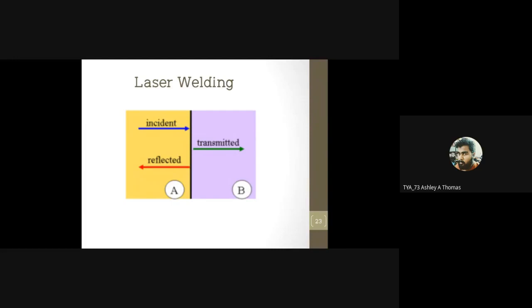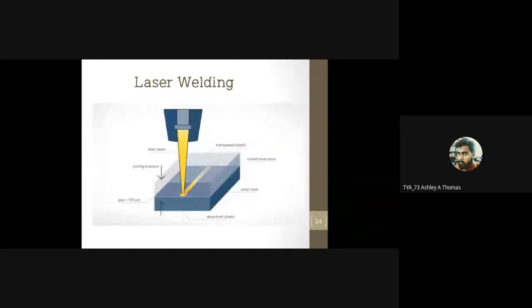Simple thing. When the laser beam is focused on the material or the joining surface, out of the three reactions, absorption, transmission, and reflection, mostly 80% of the heat is generated from absorption. That heat will melt the material, or heat the surfaces which we want to join, and by pressurizing we can join these two components. This is how it is happening. Again, it is a non-contact type.